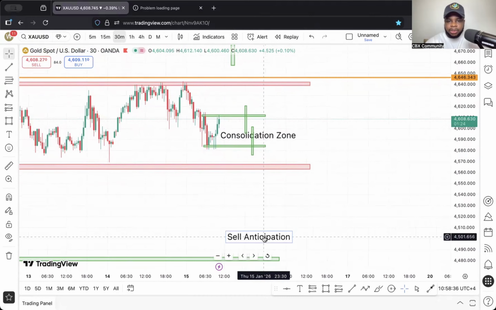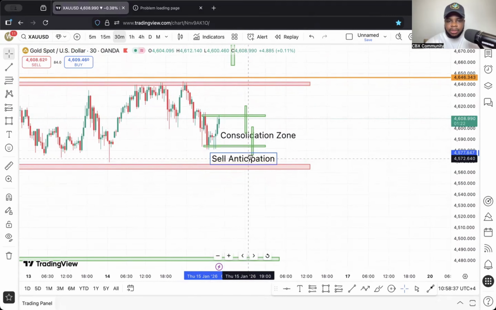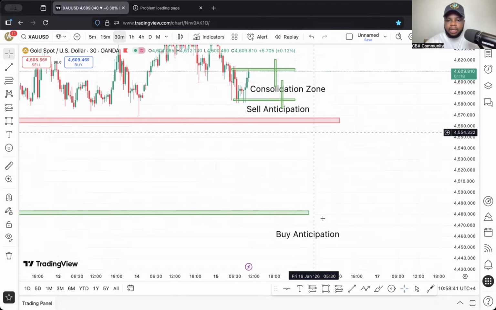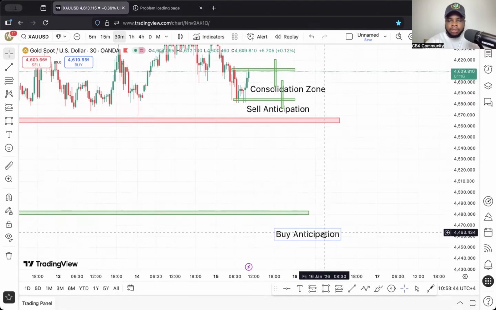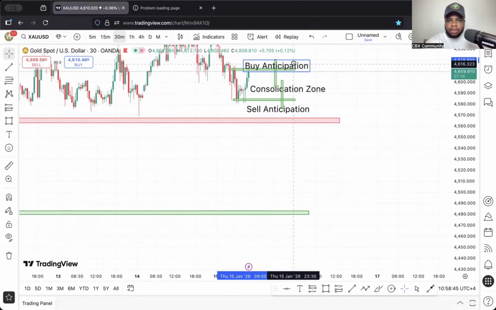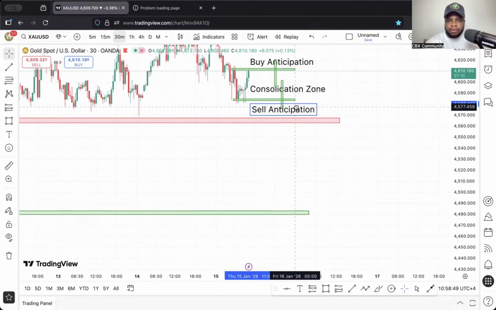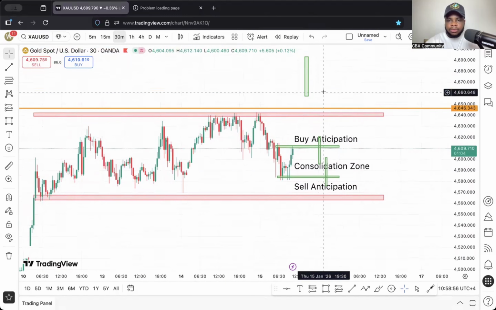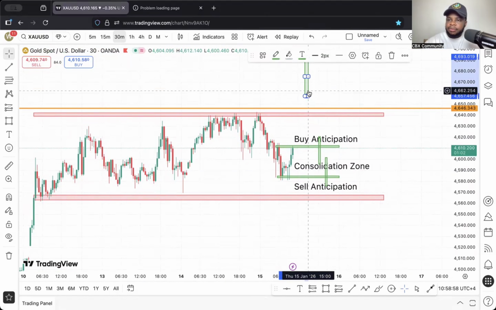So our sell anticipation is here. Then our buy anticipation is here. So we don't need this.